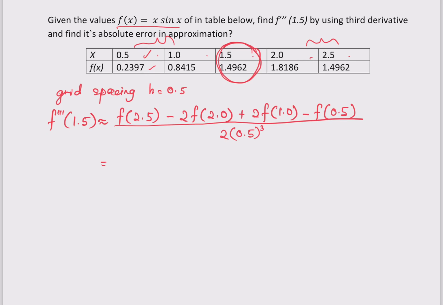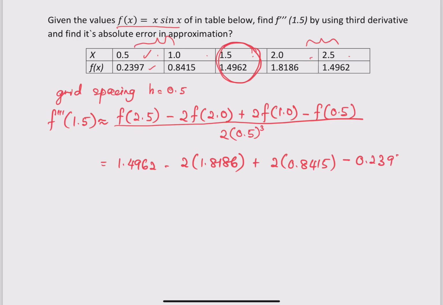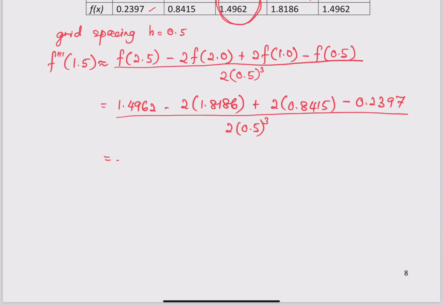So you just substitute. Here the value is 1.4962 minus 2 multiplied by 1.8186 plus 2 multiplied by 0.8415, minus 0.2397, and then divide by 2 multiplied by 0.5 cubed. Then you can calculate, and what you will get, I think, is minus 2.7908, and this is the value that you obtain by the numerical formula.